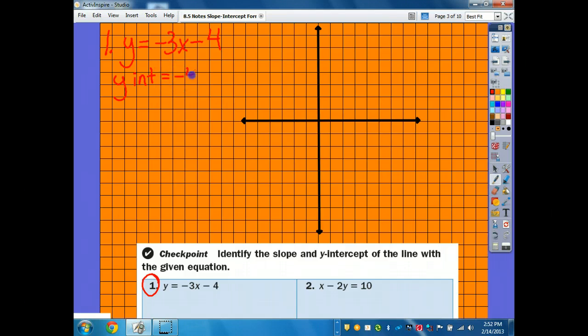Negative 4. Excellent. Negative 4. My slope is negative 3 over 1. Good. Negative 3 over 1. Where do I start? So go up or down 4? Down 4. 1, 2, 3, 4. My y-intercept is down here at the negative 4.